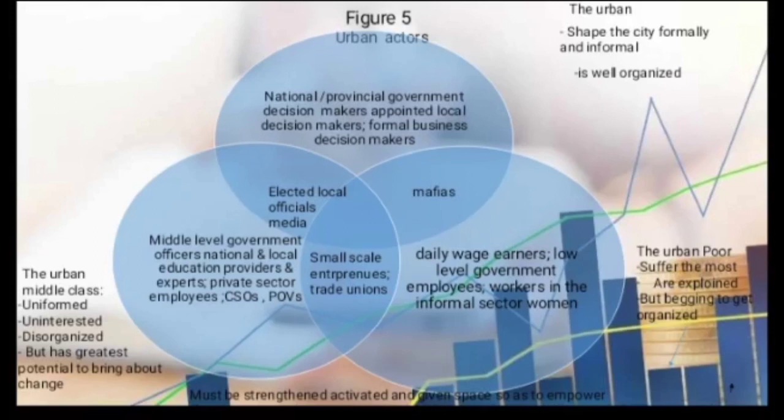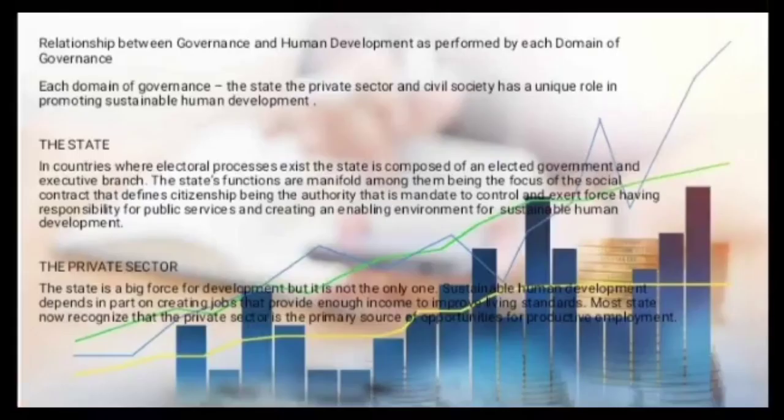Figure 5: urban actors. The urban elite shape the city, formally and informally, and are well organized. The urban middle class is uninformed, uninterested, and disorganized, but has the greatest potential to bring about change. The urban poor suffer the most and are exploited, but are beginning to get organized. National and provincial government decision makers, local decision makers, formal business decision makers, middle-level government officers, national and local education providers, experts, private sector employees, CEOs, daily wage earners, low-level government employees, workers in the informal sector, women.